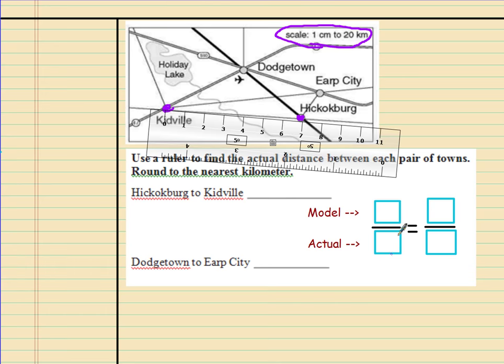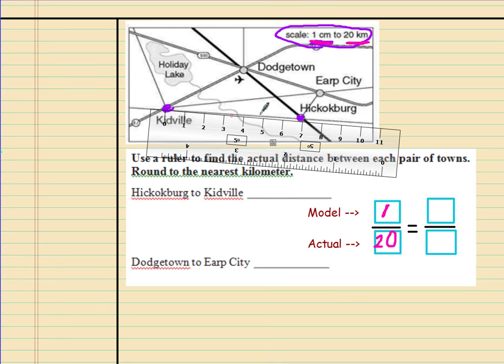So the first ratio here, what we're going to do is write the scale. So the model is 1 centimeter, so this 1 is going to go up here. 1 centimeter represents how much in actuality, in real life? 20 kilometers. So 20 is going to go down here.